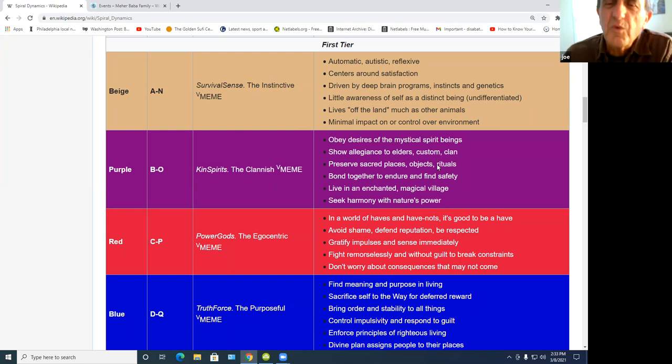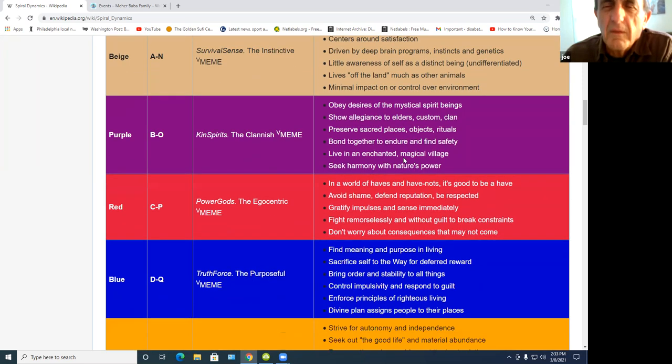And this is where this all came from, and it's still alive today, okay? But this is a stage of development that we've all gone through. So this is, again, individual, communal, collective.